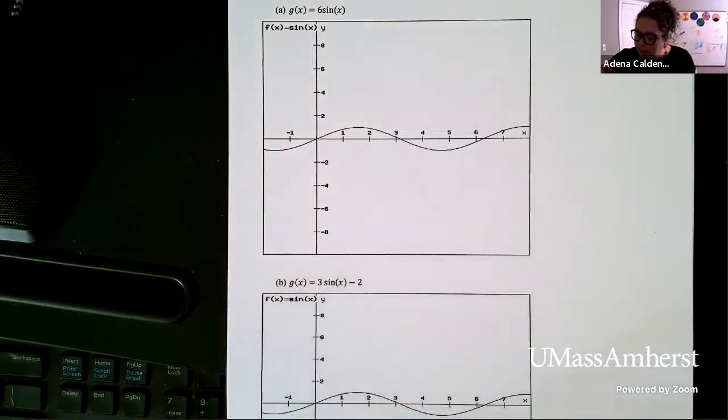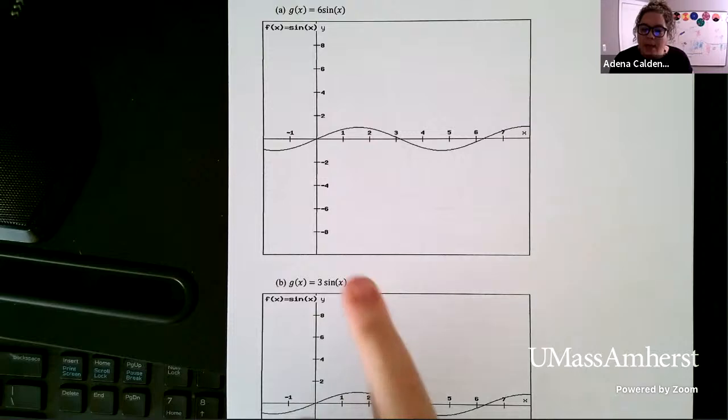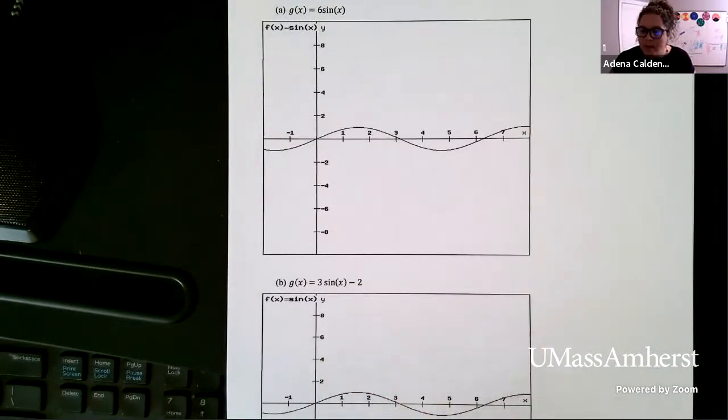And then similarly, I want you to come up with a graph of 3 sine minus 2. So what would the function 3 sine minus 2 look like? So obviously we're multiplying by 3, shifting by 2. What does that look like in relation to the original sine function?